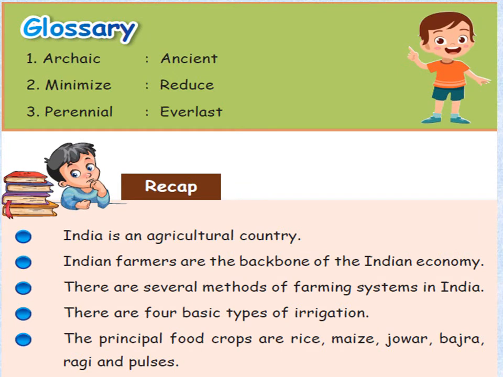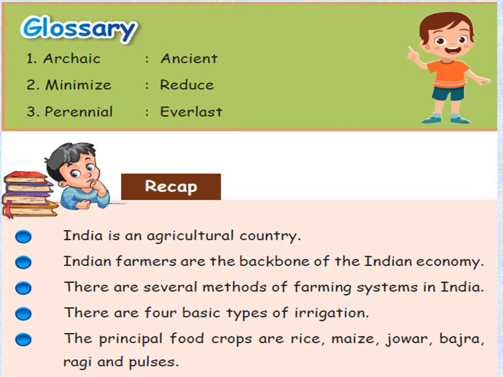Children, now let us go through the glossary given. Archaic: archaic is ancient or old. Minimize: M-I-N-I-M-I-Z-E, minimize is to reduce. Perennial: P-E-R-E-N-N-I-A-L, perennial is everlasting.